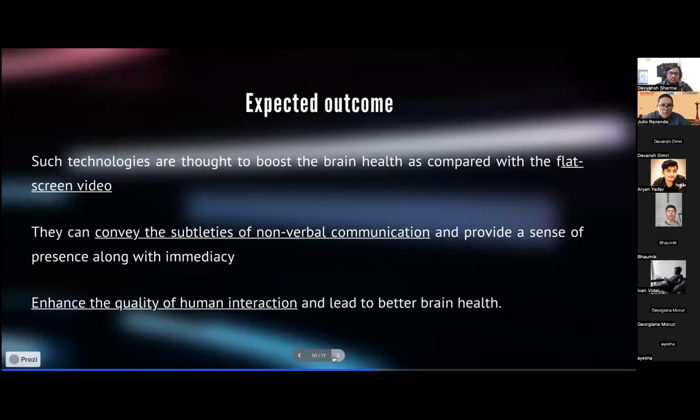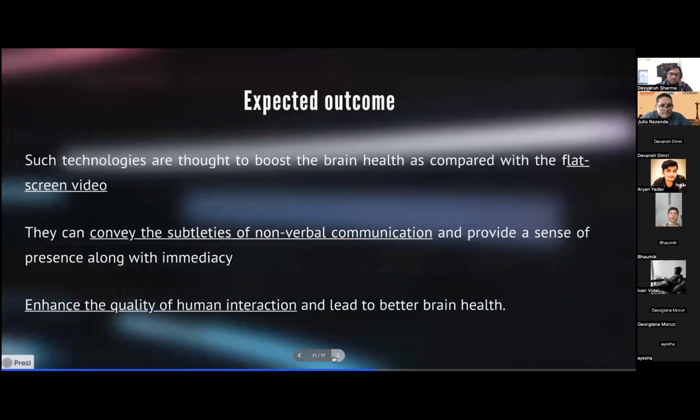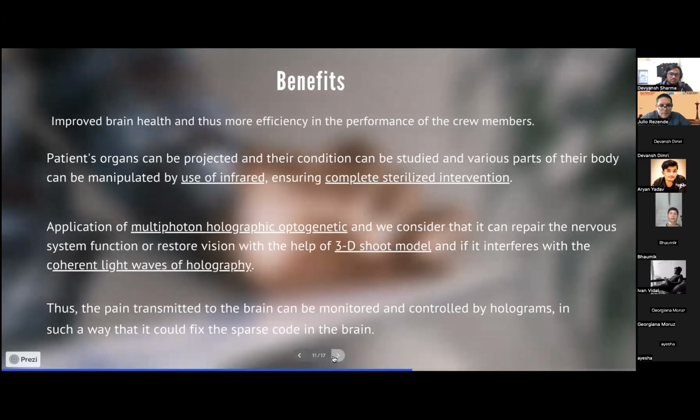Moving forward, the expected outcome. Such technologies are thought to boost brain health as compared with flat screen video. They can convey the subtleties of non-verbal communication and provide a sense of presence along with immediacy. We want to enhance the quality of human interaction, which can lead to better brain health. The benefits of using this technology will improve the brain health of the astronauts, also their performance on their missions.